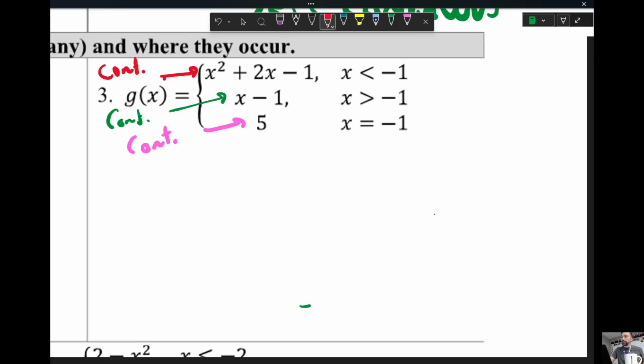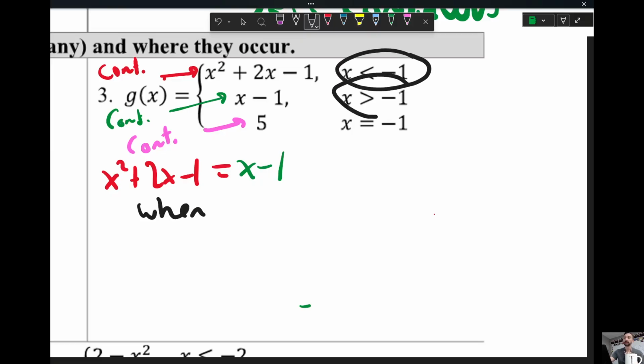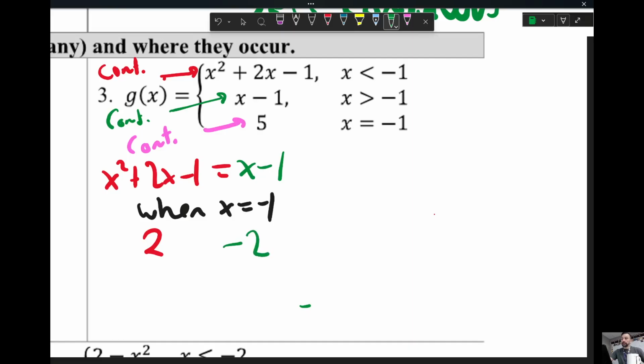But really what I care about is when this top function, compared to the middle function, are they the same y value when it stops being the top and starts being the middle? At -1. Plug it in over here. 1 plus 2 is 3, minus 1 is 2. Plug it in over here, we get -2. Those are not the same value. It's approaching 2 from the left, -2 from the right.